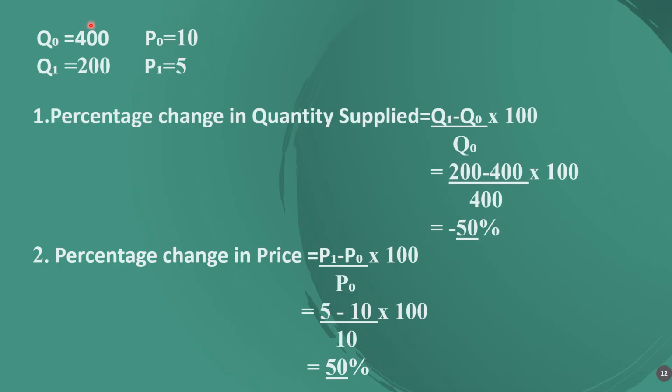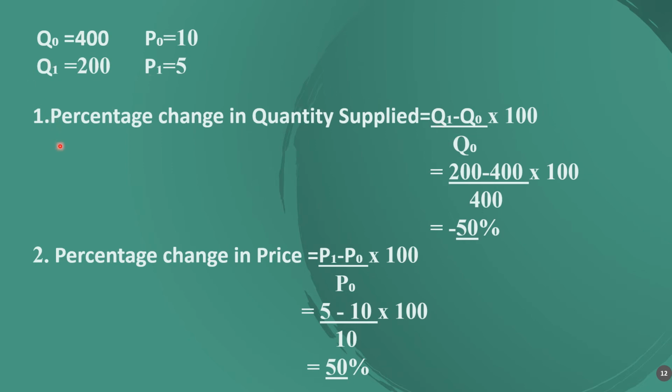So we have shown now the substitution. Q0 is equal to 400, Q1 is equal to 200, P0 is equal to 10, P1 is equal to 5. Before you begin to solve the problem and start with the steps, I would like you to write out the values of Q0, Q1, P0 and P1 in this manner. It will help you to substitute correctly in your formulae.